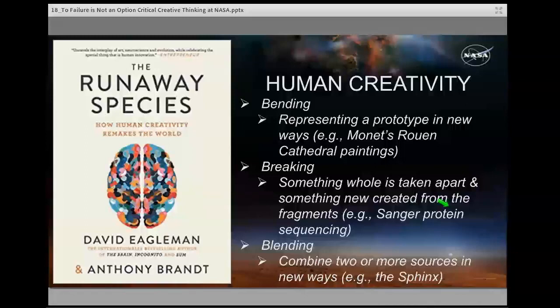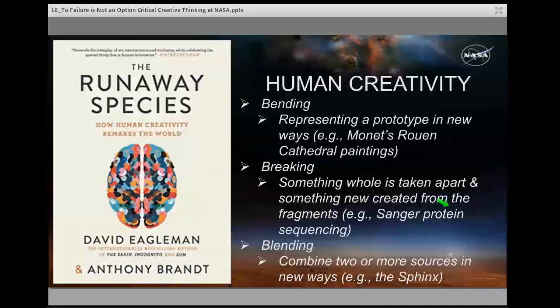And in the book, it talks about 3 general strategies that humans use. Bending, which is simply looking at things in different lights. I use an example of Monet's paintings. He had this apartment overlooking the cathedral, and at different times of the day he would paint it. So he has this series of paintings where the cathedral looks different because he painted it at different times. That's what we mean by bending.